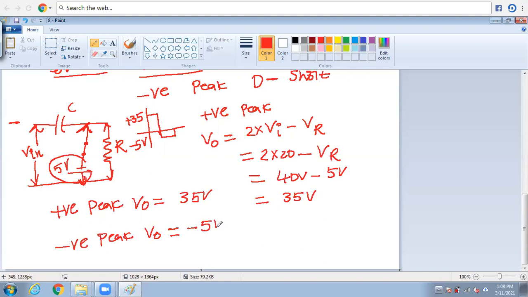Now again I will redraw the output waveform in a neat manner, which will be very helpful for your end examinations. This is 35 volts and this is minus 5 volts. So this is the positive clamper with some reference.